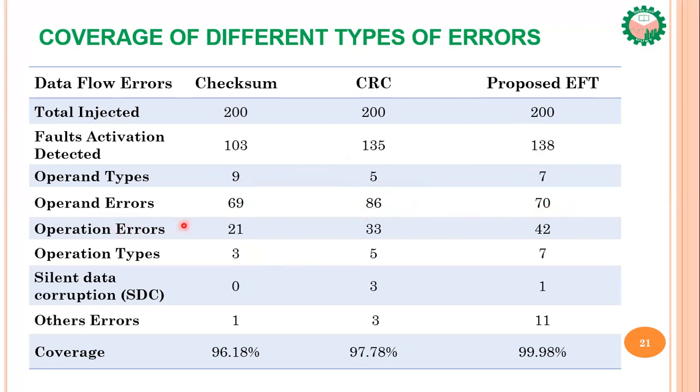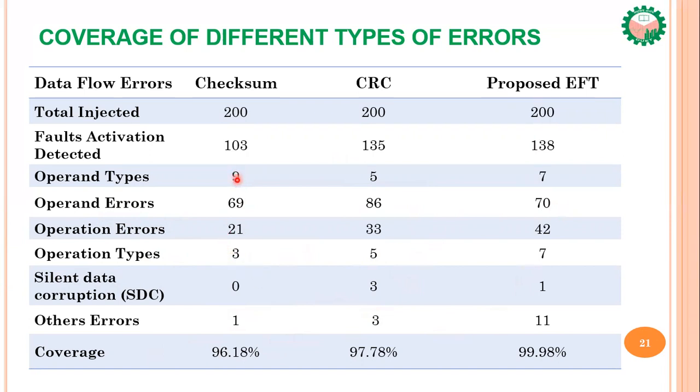The operation error of CHECKSUM is 21, CRC is 33, and proposed EFT 42. And operation types of CHECKSUM 3, CRC 5, and EFT 7. The silent data corruption of CHECKSUM is 0, CRC is 3, and proposed EFT is 1. The other error of CHECKSUM is 1, CRC 3, and proposed EFT 11. The coverage of CHECKSUM is 96.18%, CRC is 97.78%, and proposed EFT is 99.98%.